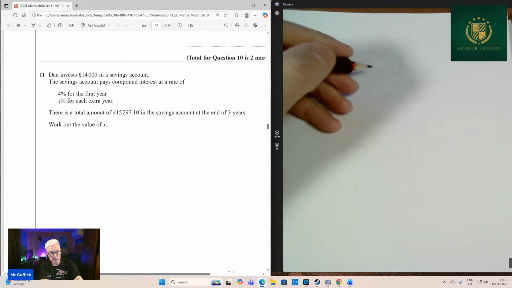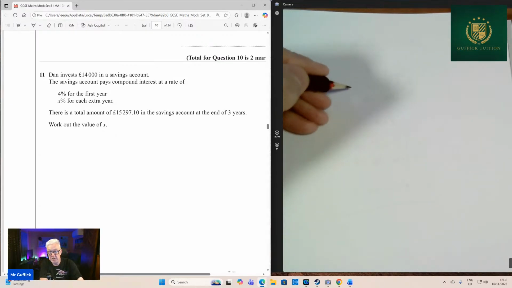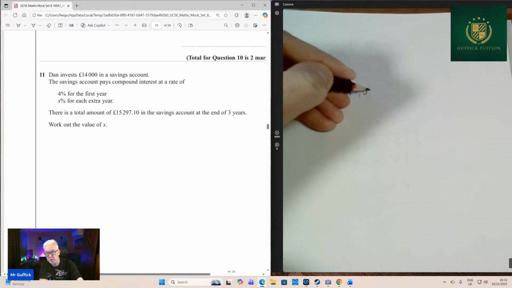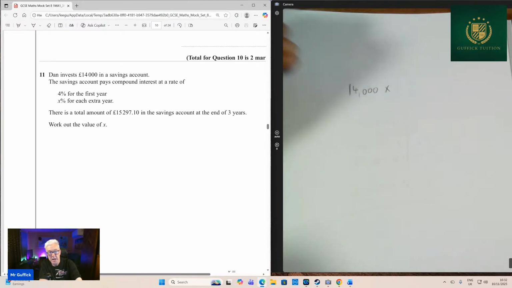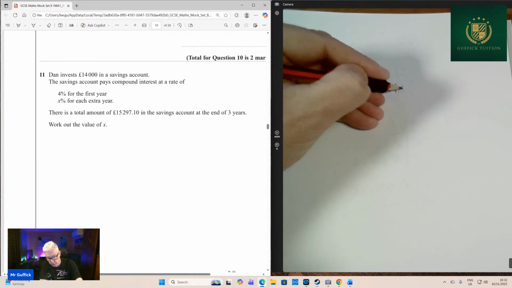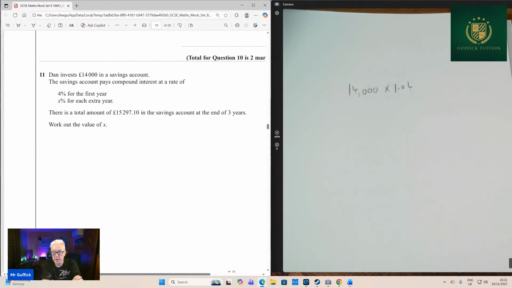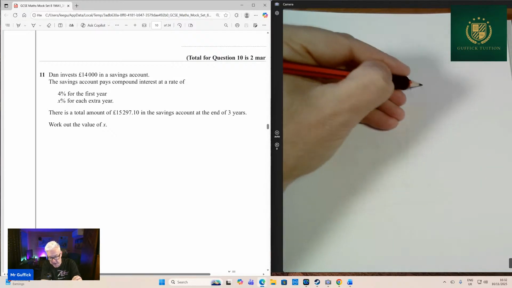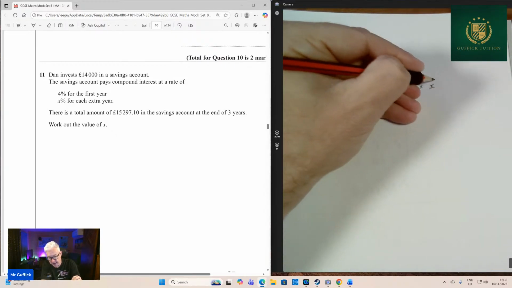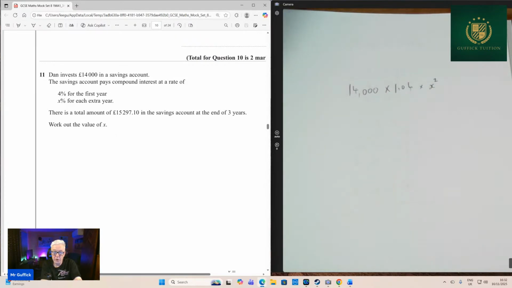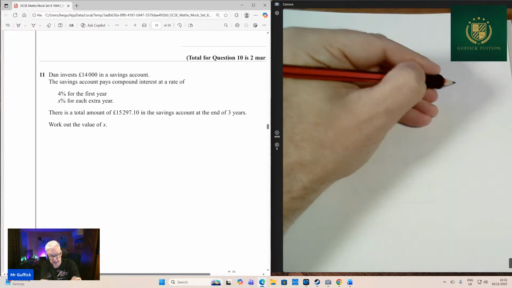So Dan originally invests 14,000. So 14,000 goes in, and it gets times by 4%. So that multiplier would be 1.04, to increase something by 4%. It then gets increased by X, which we don't know what X is, percent, for the next 2 years. So we've got to times that by X squared. And at the end of the 3 years, the account has grown.